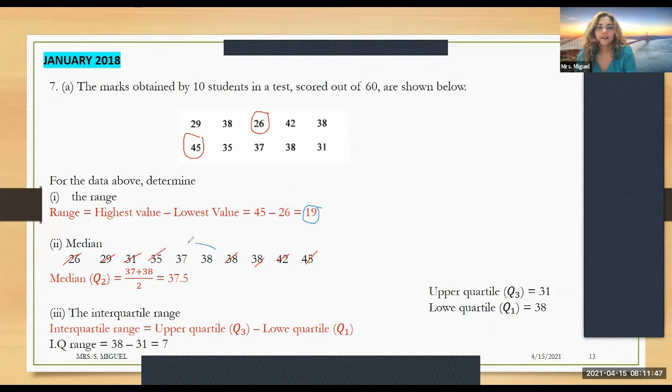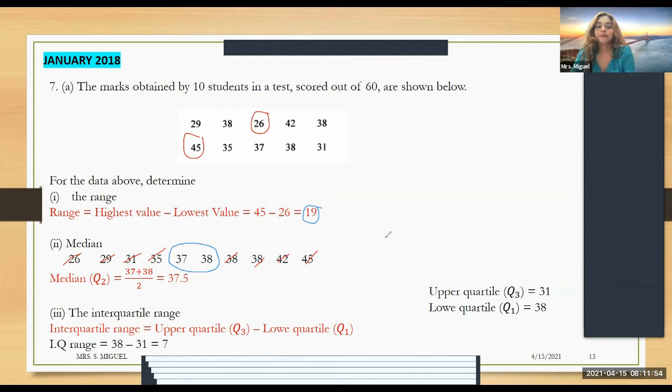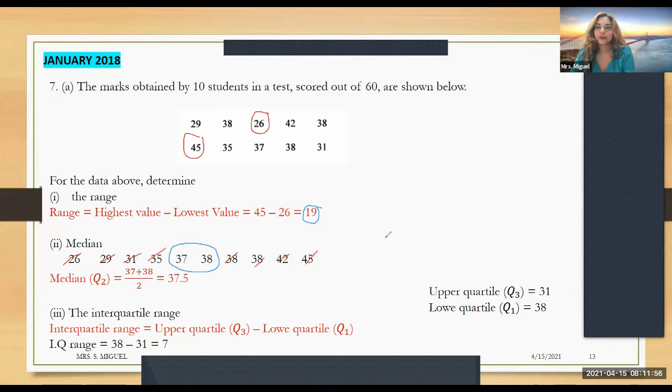Here I have 2 scores in the middle. There is not one unique score. So the median is the average of both scores. We add 37 and 38 and we divide it by 2. The median is 37.5. So write down the answer for the median. Another name for the median is Q2.